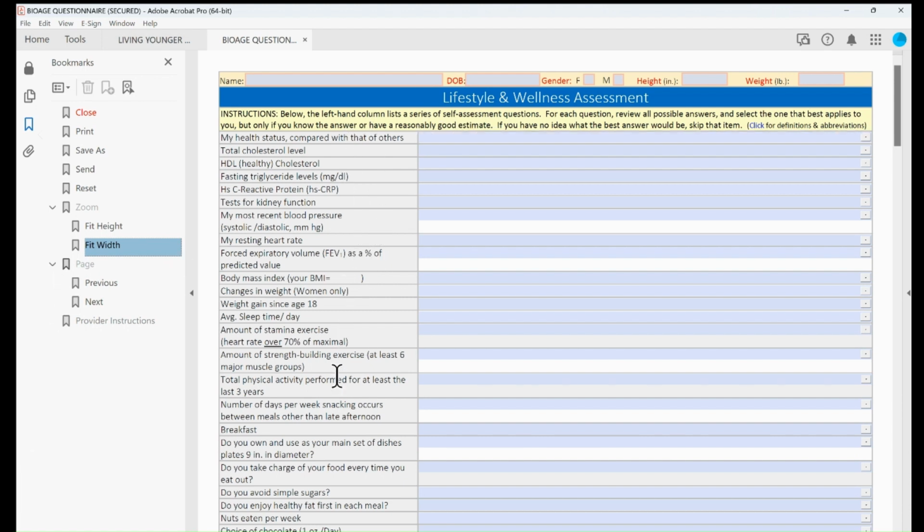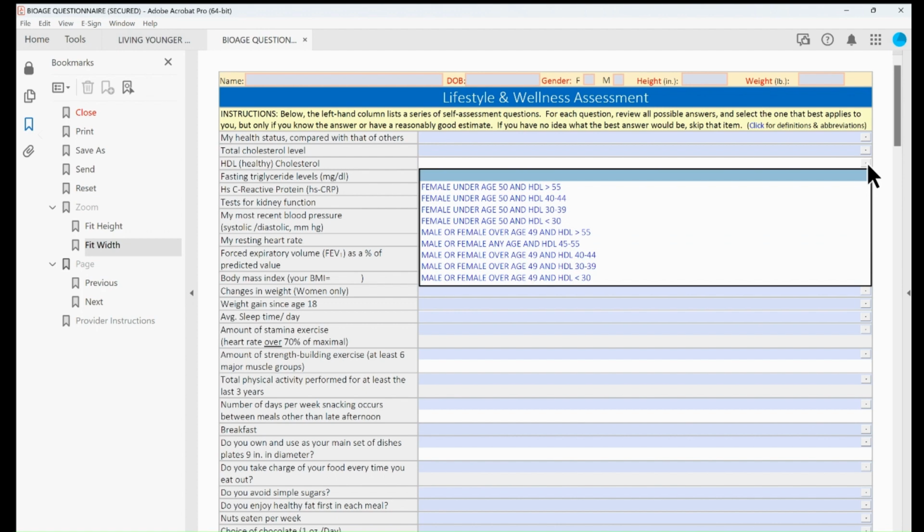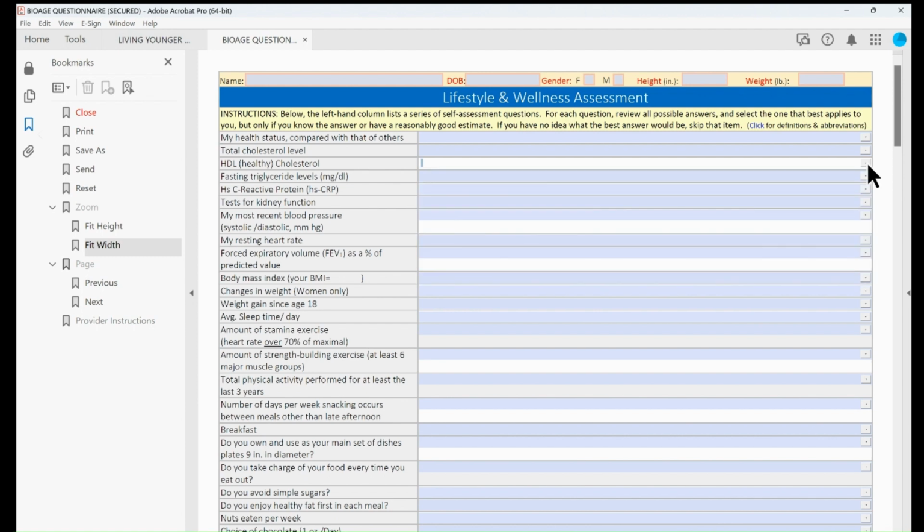The left-hand column of the questionnaire lists a series of risk factors in the form of self-assessment situations and questions. For each risk factor question, the patient is asked to select one of a number of possible answer options in the drop-down list that best applies to the patient, if they know the answer or if they have a reasonably good estimate. If they have no idea what the best answer would be, they're instructed to skip that item.